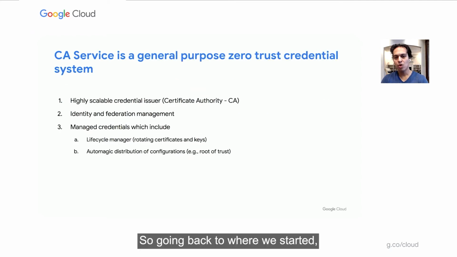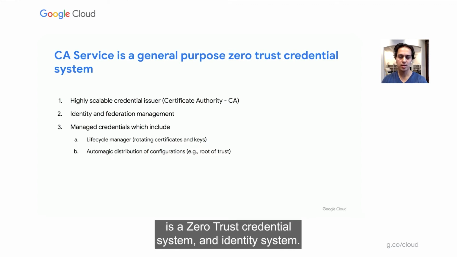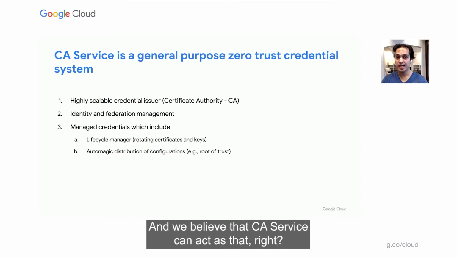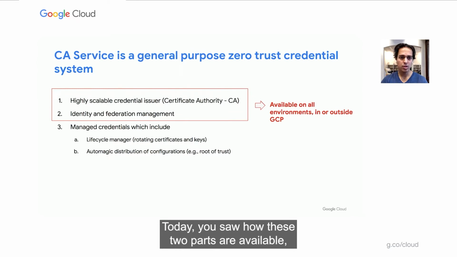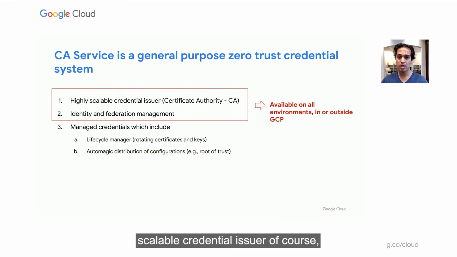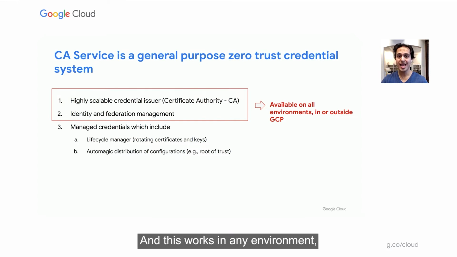So going back to where we started, we mentioned that the core of a zero trust security system is a zero trust credential system, an identity system. And we believe that CA service can act as that, right? Today, you saw how these two parts are available. So it is highly available, scalable, credentially sure, of course. And with the new feature we just announced, it now supports identity and federation management. And this works in any environment. The endpoint doesn't have to be in GCP. It could be running on-prem.